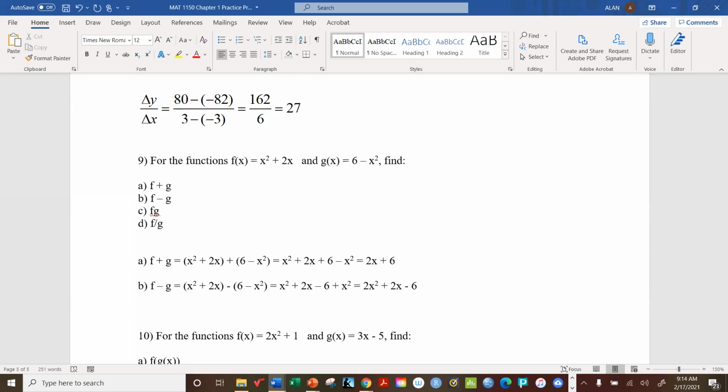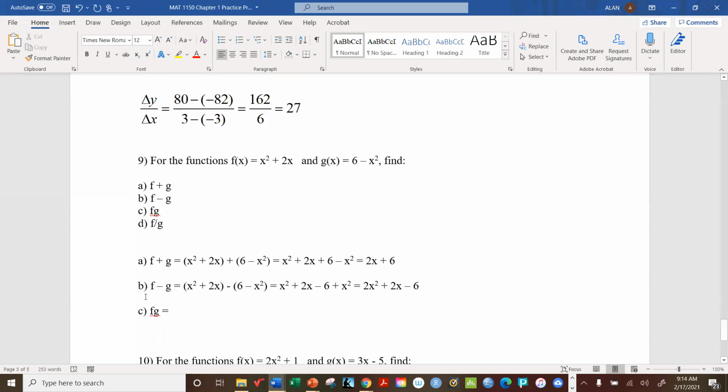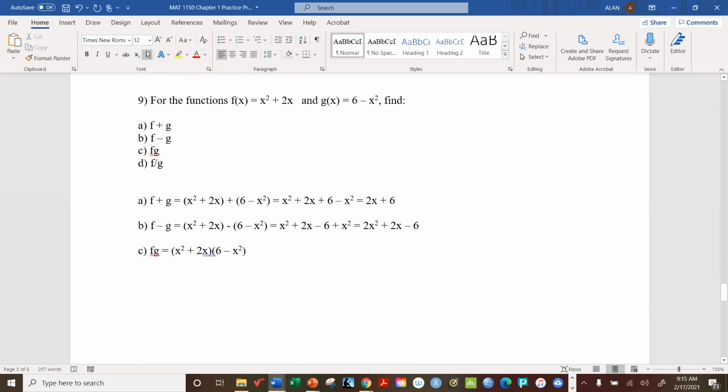All right. Now, the next one's going to be more challenging because we're multiplying. Oh no, but don't worry. We can use FOIL in this case. And we're going to because it's a very straightforward process. Okay, so let's do the FOIL. And that should take care of it.